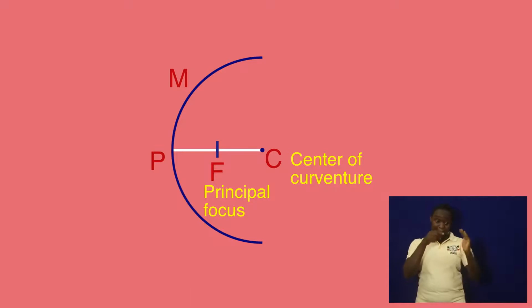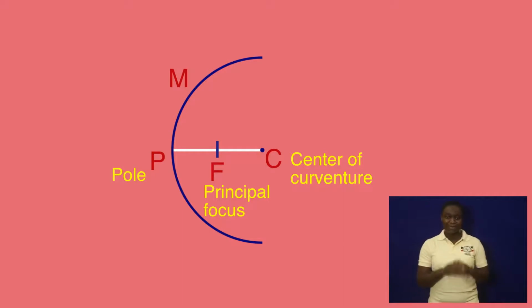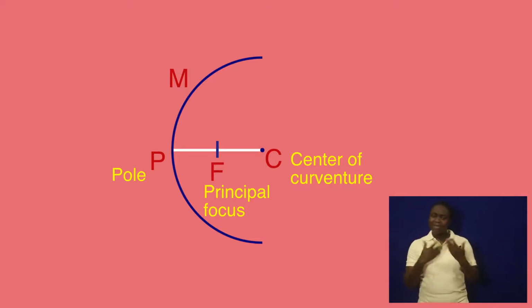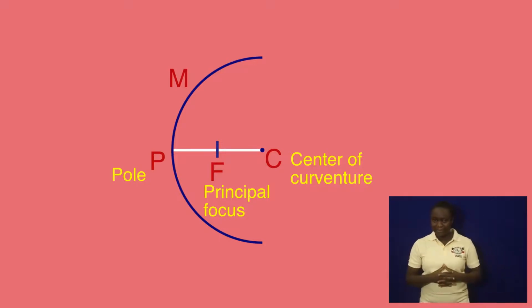What you have labeled as P is called the pole, and the spelling is P O L E. Good. Very nice. I'm very happy. Now we are going to define these terminologies and see whether we are moving together.